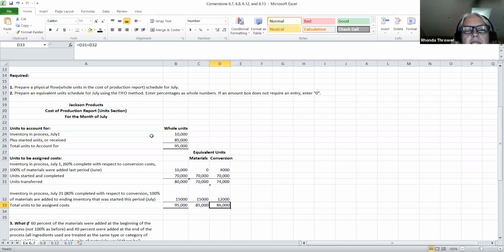Now, they didn't ask us to do this in this particular problem, but they will in the next problem. So this is the first half of the cost of production report using the FIFO method and with the knowledge that 100% of the materials are added at the beginning of the process.